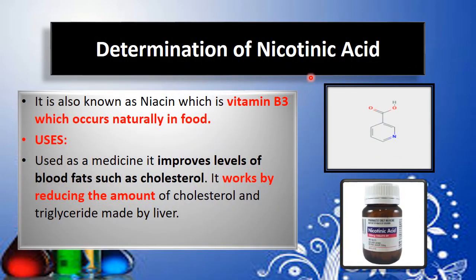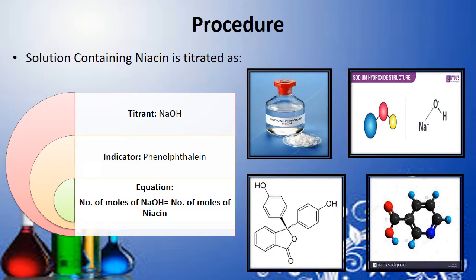The next one is the determination of nicotinic acid. It is also known as niacin, which is vitamin B3, and occurs naturally in food. This is the structural formula of nicotinic acid. Used as a medicine, it improves levels of blood fats such as cholesterol. It works by reducing the amount of cholesterol and triglycerides made by the liver. This image shows that nicotinic acid is also used as a medicine. The procedure here is that a solution containing niacin is titrated using sodium hydroxide as a titrant and phenolphthalein as an indicator. The equation used is the same: the number of moles of sodium hydroxide is equal to the number of moles of niacin.